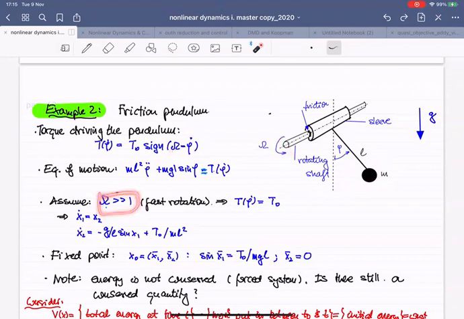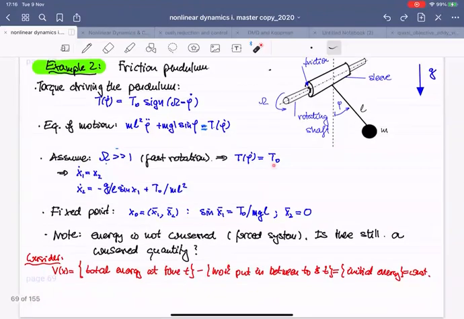So omega is much bigger than 1. My reason for making that fast rotation assumption is that, at least in the domain of interest, T phi dot near the fixed point is just T naught. Again, because I'm anticipating a fixed point and I'm looking at a neighborhood of that fixed point. And then in the neighborhood of that fixed point, phi dot is just picking up because it was 0 at the fixed point, right? So this assumption, I can't enforce that globally.